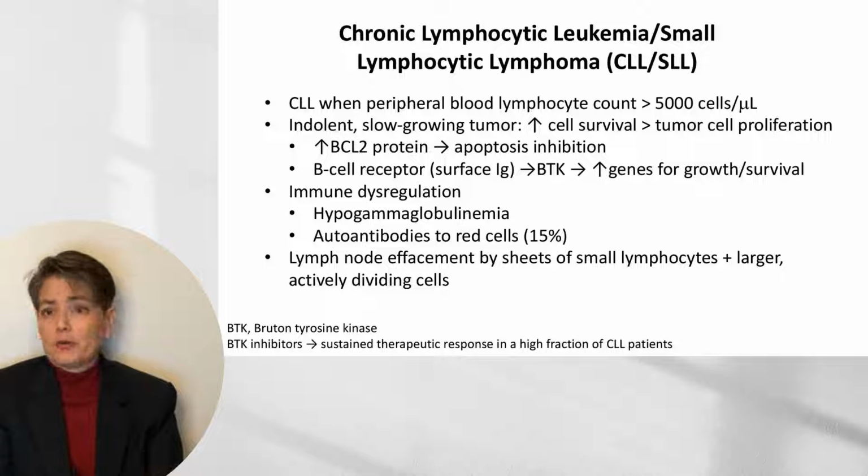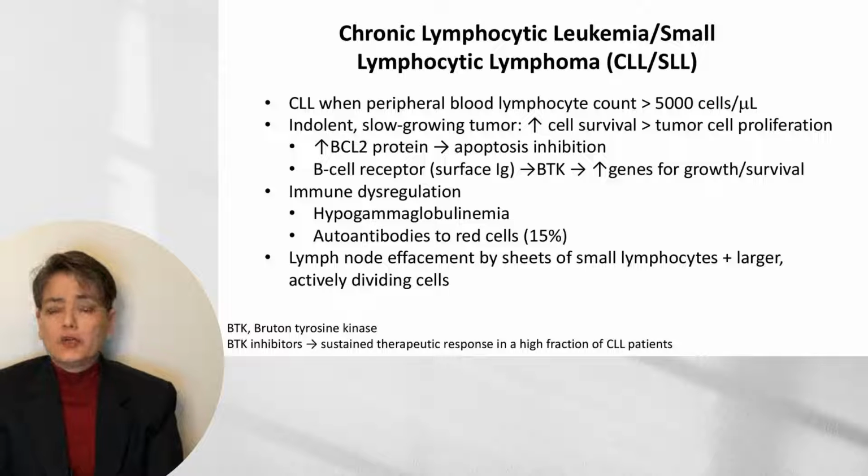This is an indolent or slow-growing tumor, and it's thought this is due not so much to increased tumor cell proliferation, but to increased cell survival. And this is due to increased amounts of the BCL2 protein, again inhibiting apoptosis. Now, part of the pathogenesis involves signaling through the B-cell receptor, which is, as you recall, surface immunoglobulin, which is going to activate the Bruton tyrosine kinase, or BTK. BTK is important because it's going to increase activation of genes that are important for growth and survival, and because we can use BTK inhibitors for sustained therapeutic response in a high fraction of our CLL patients.